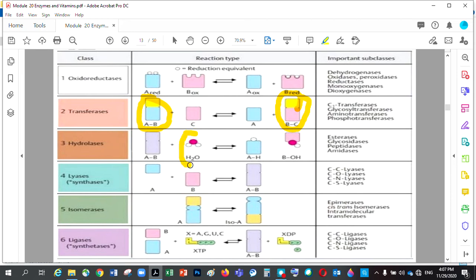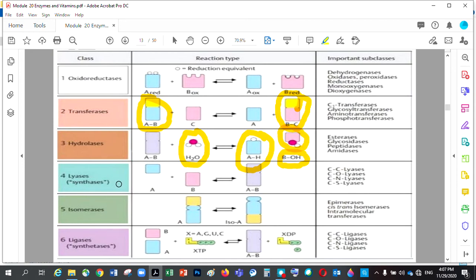Hydrolysis with H2O. So hydrolysis, the class will be of the enzyme hydrolysis, and you can see that this A and B will be split into A with the H of H2O, and you get the B OH, and then the rest of the H2O is connected to the other part of the molecule.